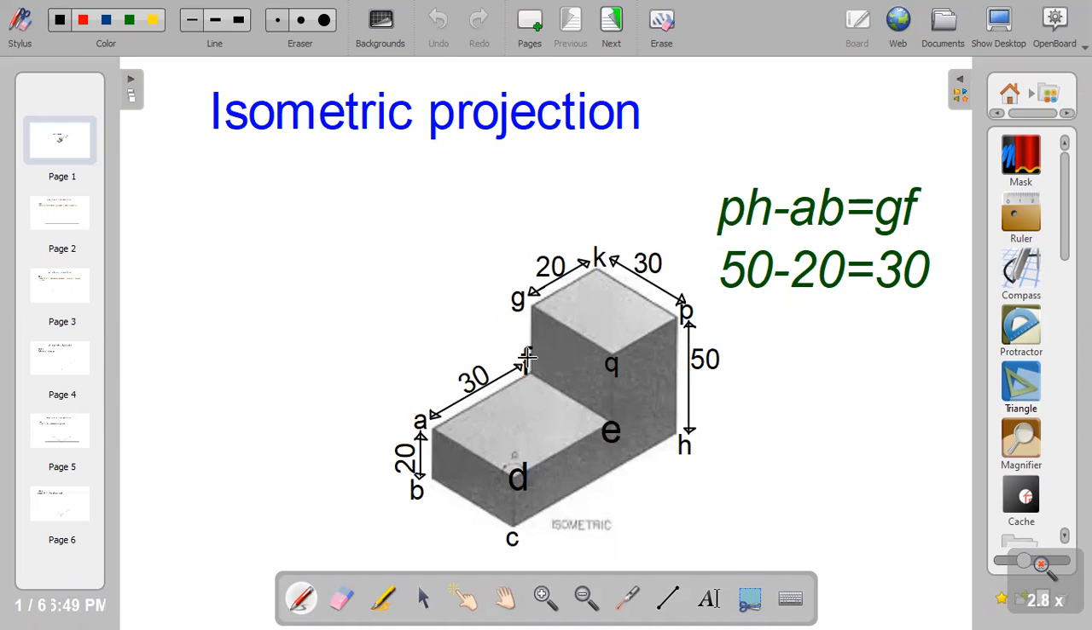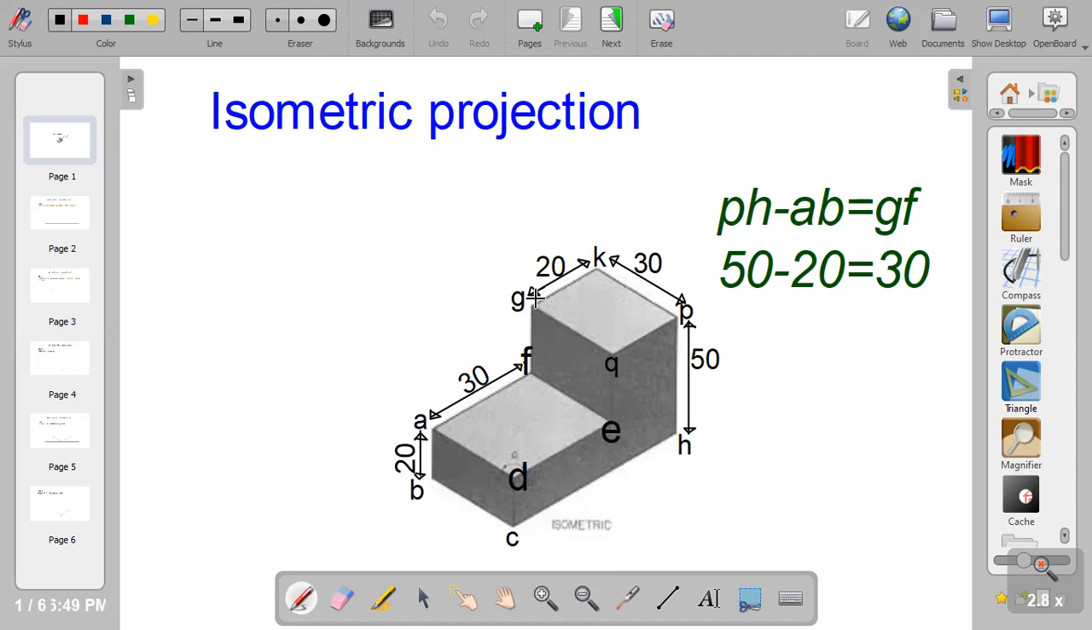GF is not given to us. GK is given as 20, which is the same as QP. KP is 30, that means GQ is 30, FE is 30, AD is 30, and BC will also be 30. Now the total length is going to be 30 plus 20. That makes CF to be 50.